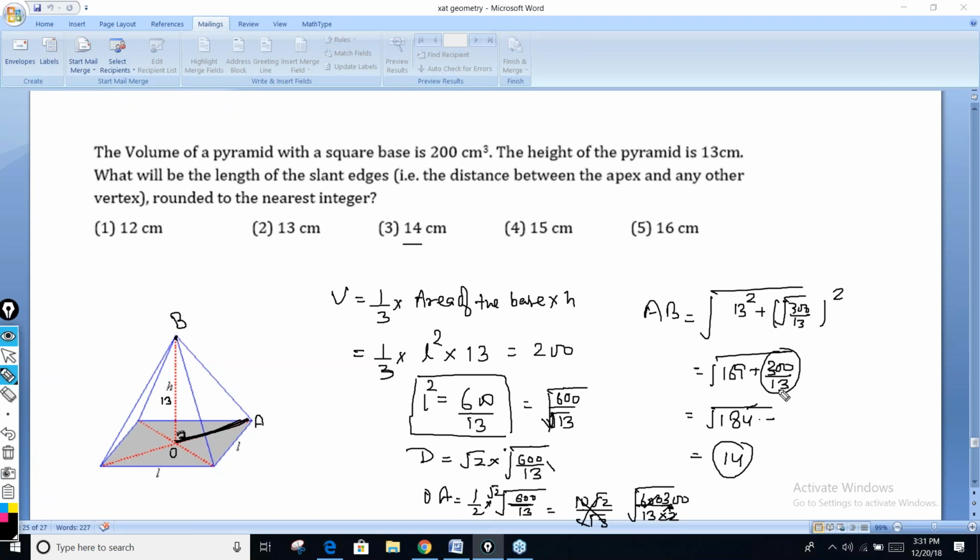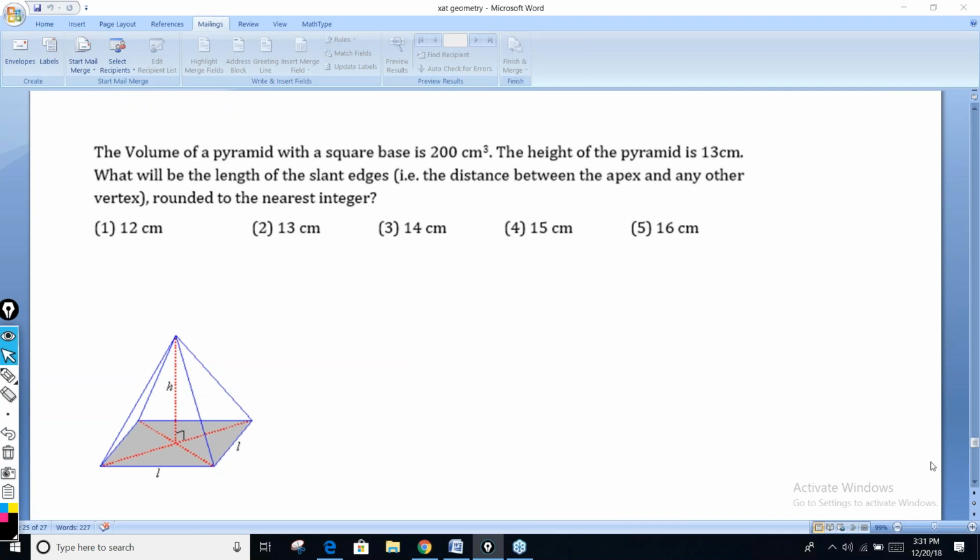So this value is nearly 169 plus 23 something, yeah, 23 something. So you'll get 192, which is definitely near to 40. That is the answer. So I made the calculation mistake. Answer is option 3. Come to the next one.